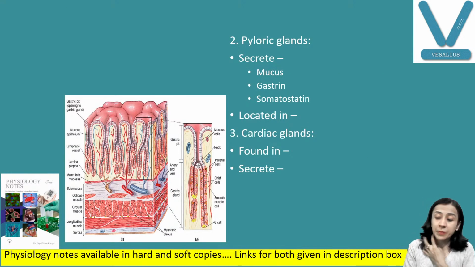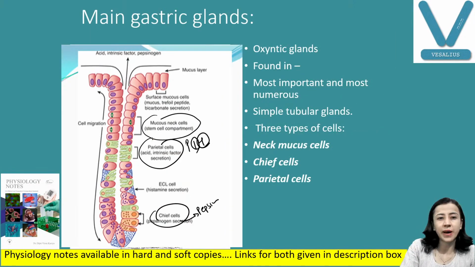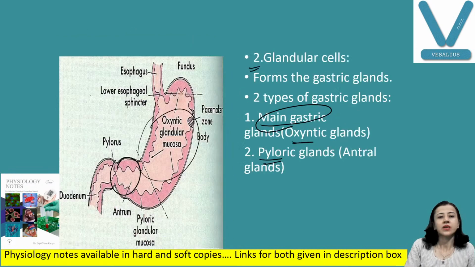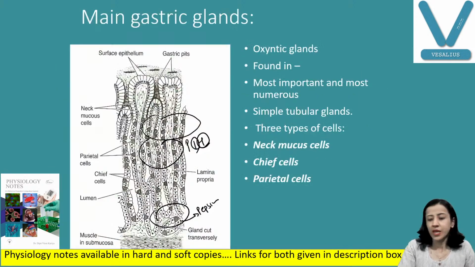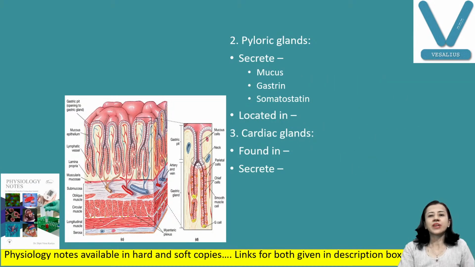Fine. Now, next is glands present in the pylorus. I'll show you the region. This is the pylorus, and in this pylorus we have pyloric glands. And in the cardia part we have cardiac glands. We will discuss. So first, in the body and fundus, we have discussed which gland? Oxyntic glands. Then pyloric glands are present mainly in the pyloric part.